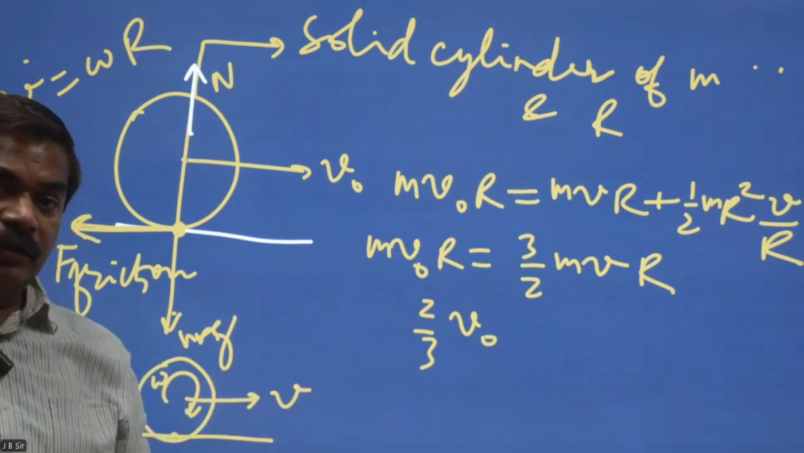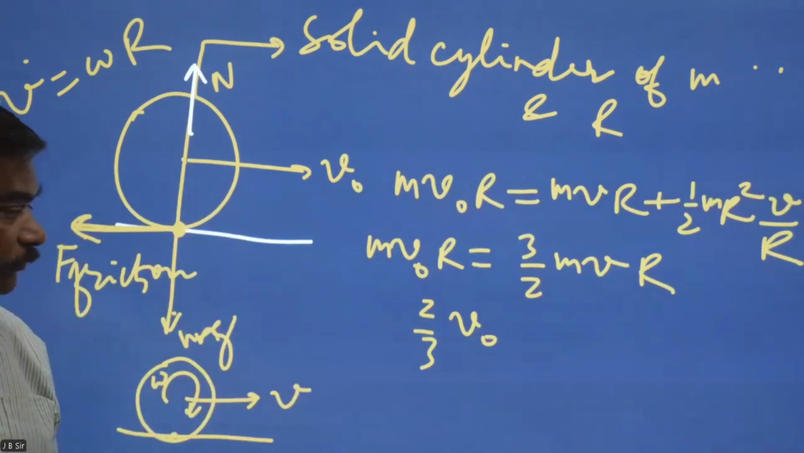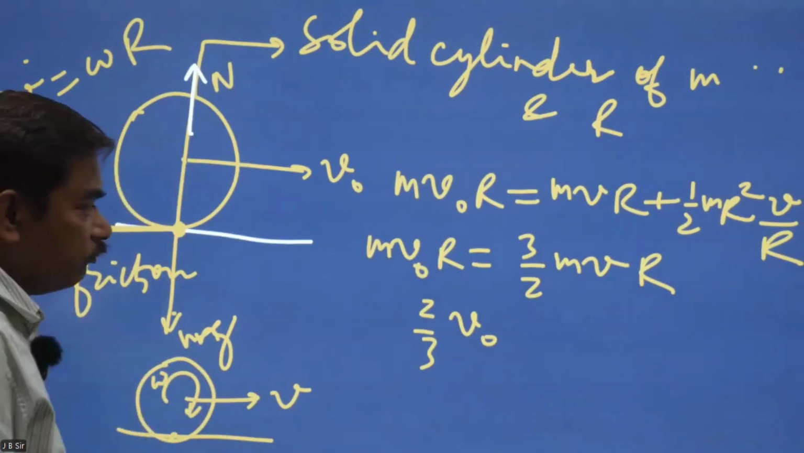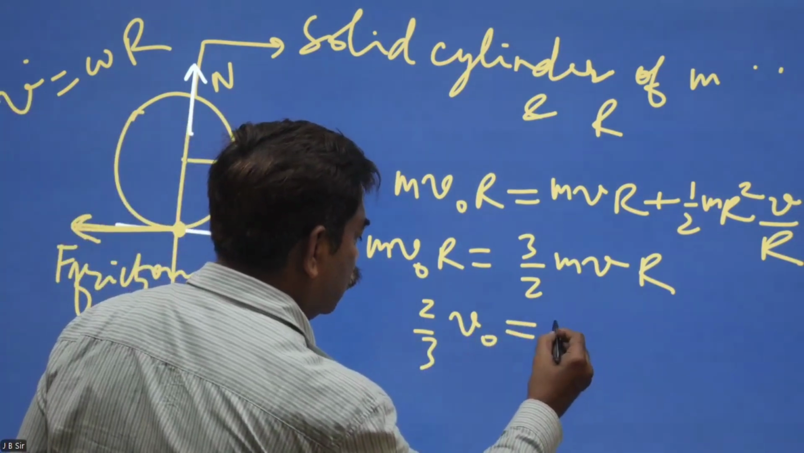So there's the solution. I'll keep giving you many other problems like this. So the velocity v becomes here what? Velocity v becomes equal to 2 by 3 v naught.